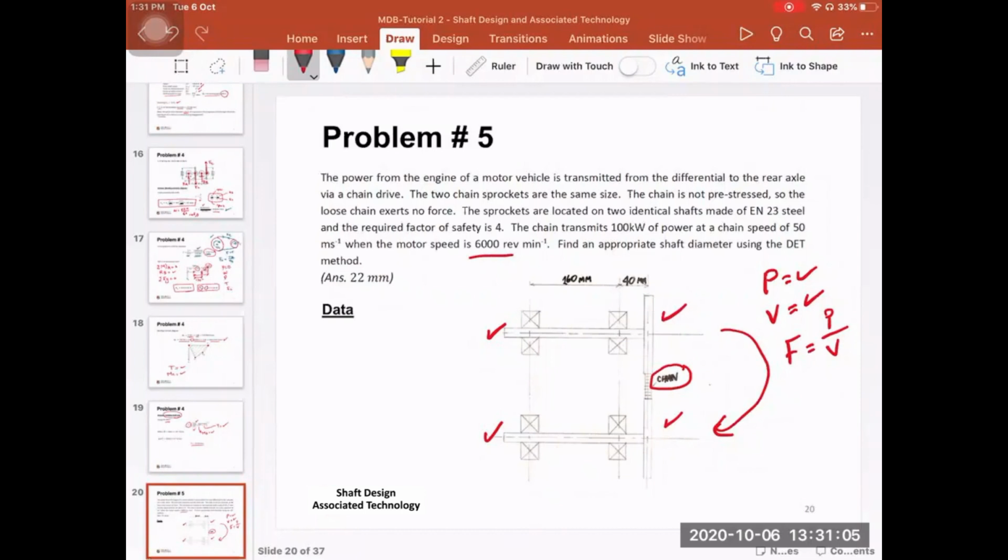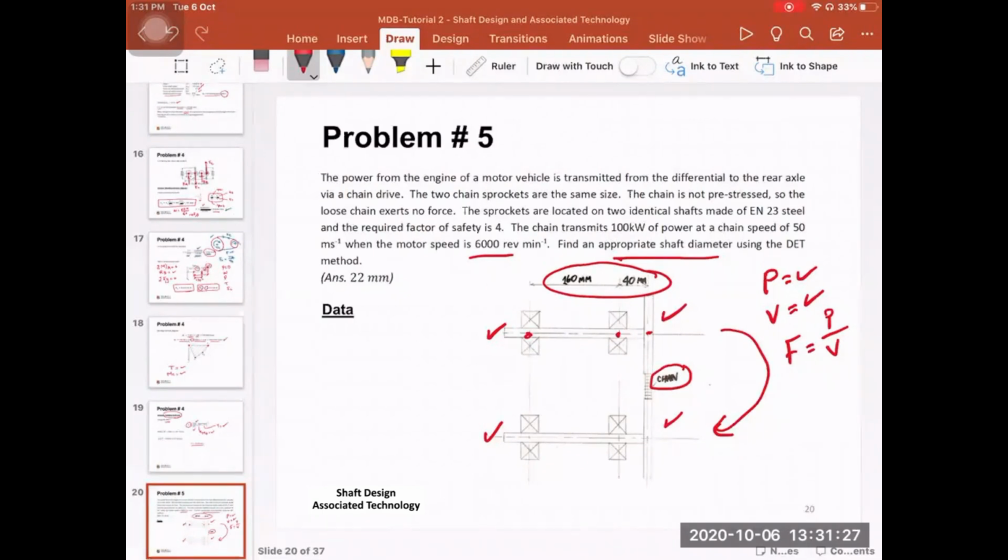Find an appropriate shaft diameter using the distortion energy theory method. Okay, and some dimensions are given here between the sprocket and the first bearing, and between the two bearings as well: 160 mm and 40 mm.